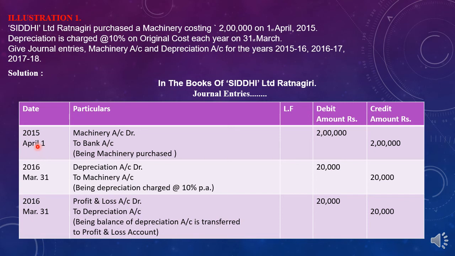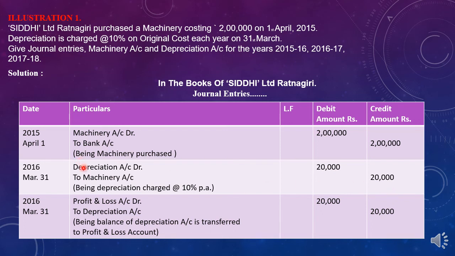So the purchase entry is done and nothing else, no other transaction has happened in this year. So this year will end on 31st March 2016. On 31st March 2016 I will charge the depreciation on this fixed asset. So I have written the entry for charging the depreciation, that is depreciation account debit to machinery account, and the amount is 20,000.